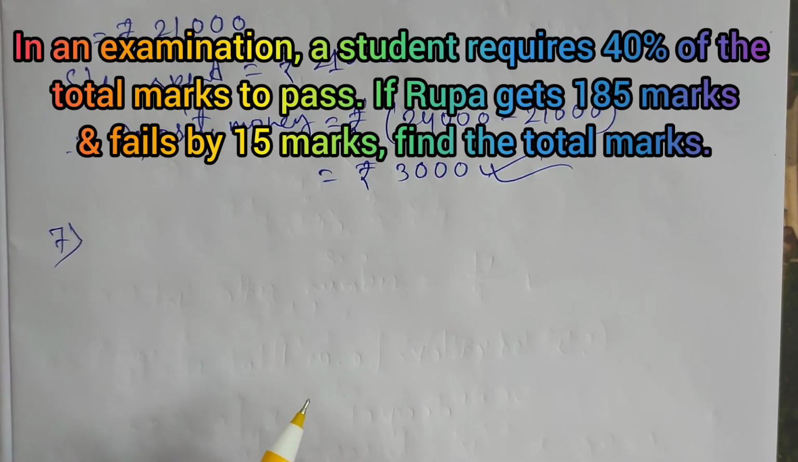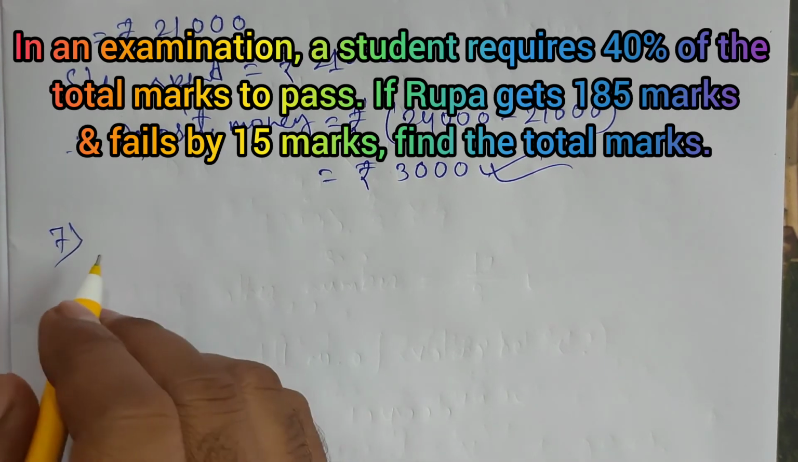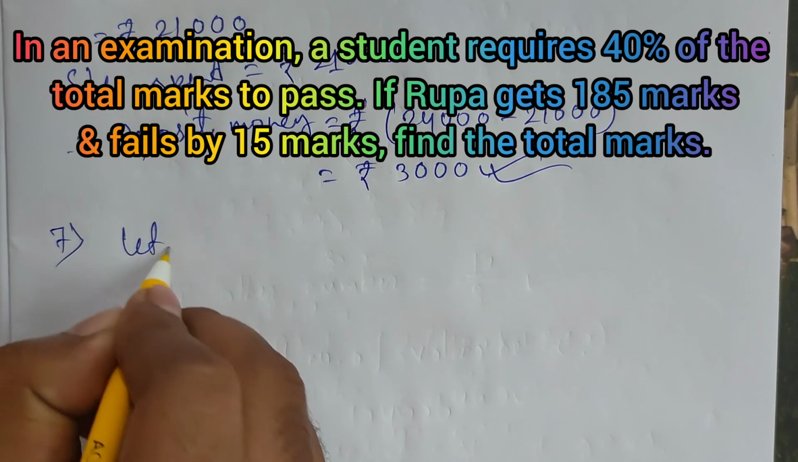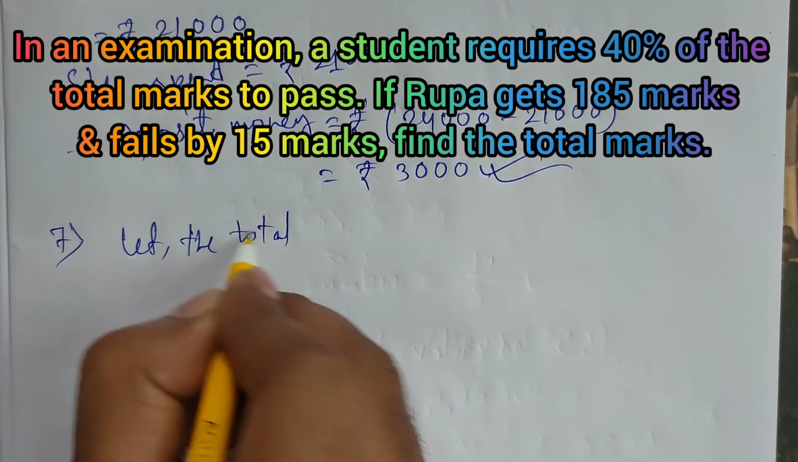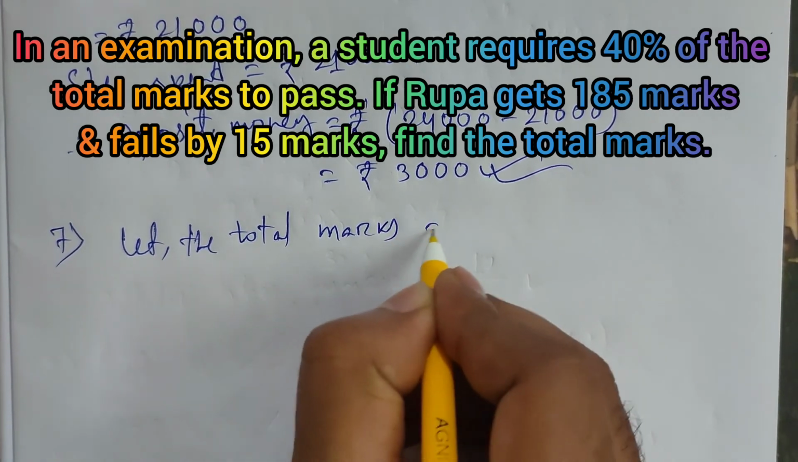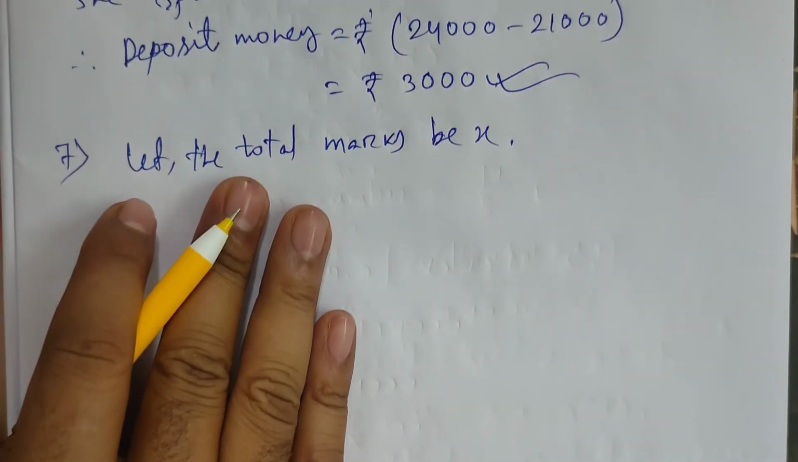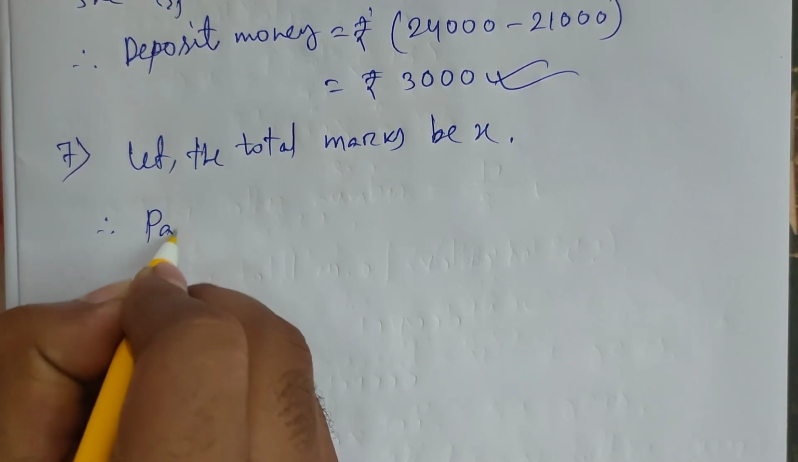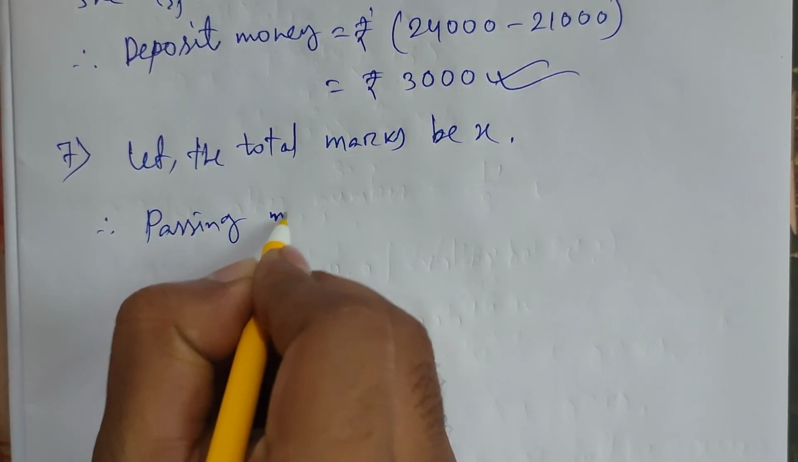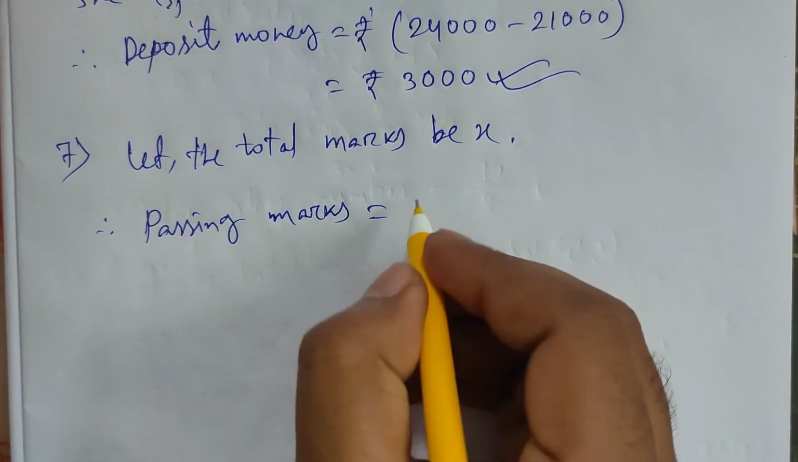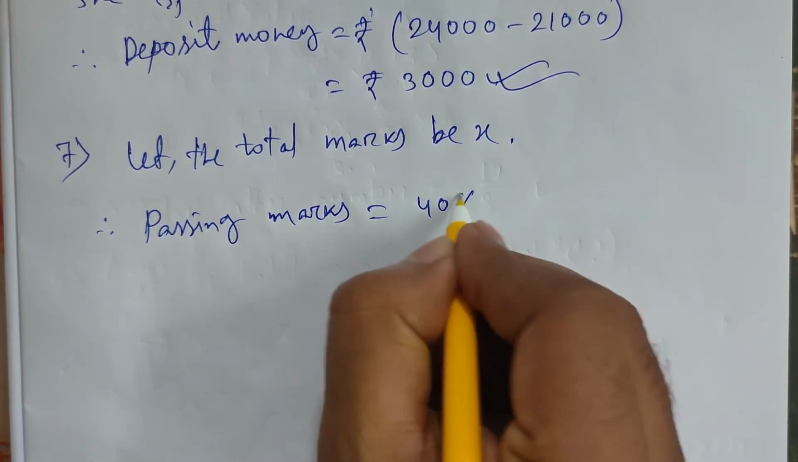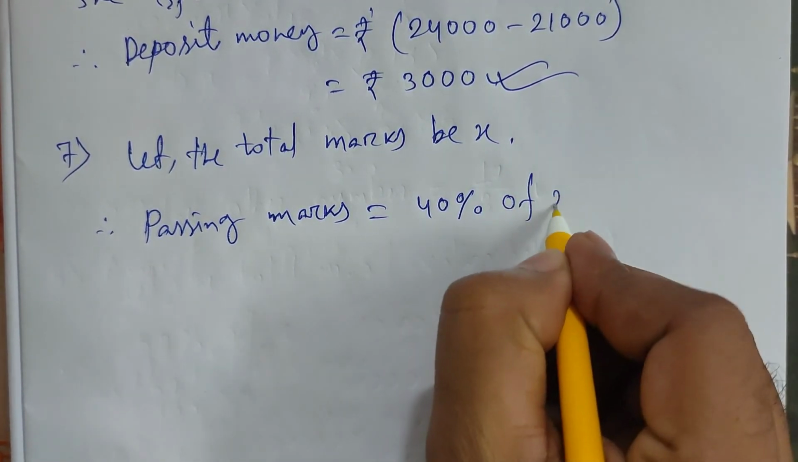Now question number 7. In an examination, a student requires 40% of the total marks to pass. If Rupa gets 185 marks and fails by 15 marks, find the total marks. So what to do? We don't know the total marks. Let the total marks be x. So 40%, so passing marks equal to what? 40%. That means 40% of total marks, x.